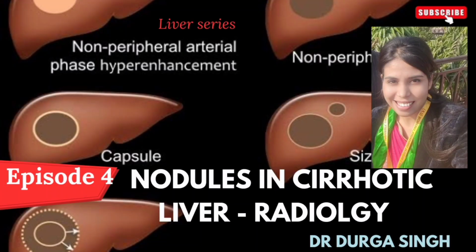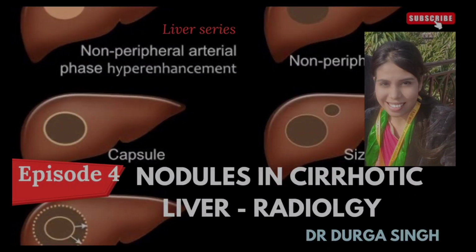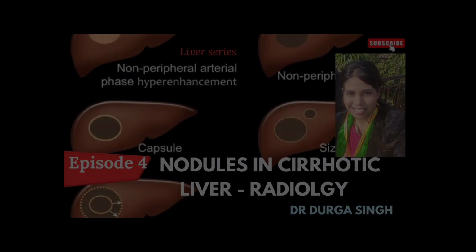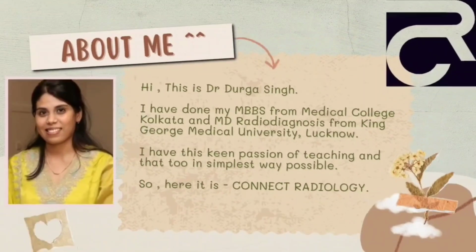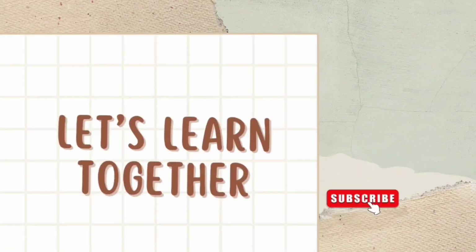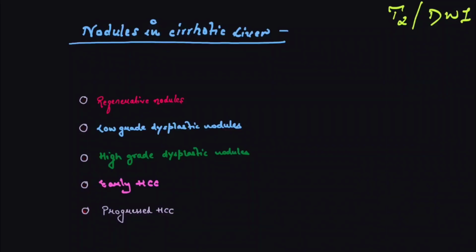So, this is episode 4 of our liver series, and we'll be discussing a very important topic, that's nodules in cirrhotic liver. So, let's get started. In this video, we are going to discuss the various nodules of cirrhotic liver. These are the regenerative nodules, low grade dysplastic nodules, high grade dysplastic nodules, early HCC, and finally progressed HCC.